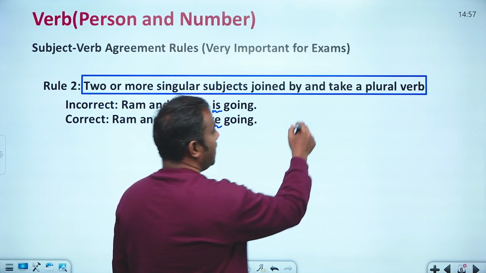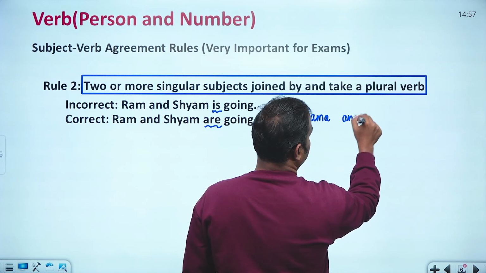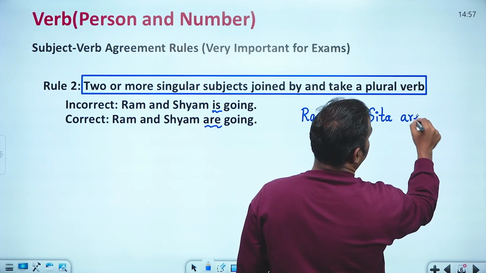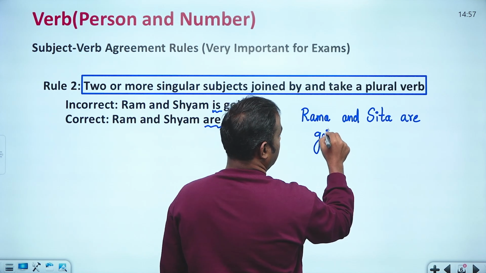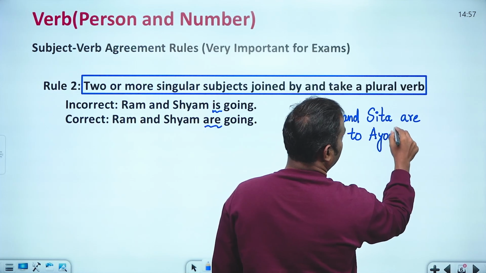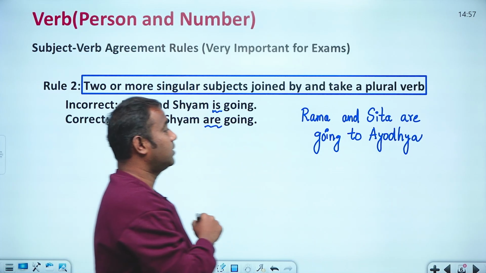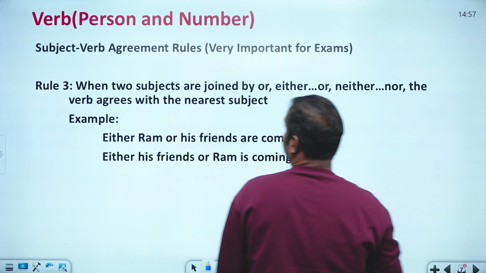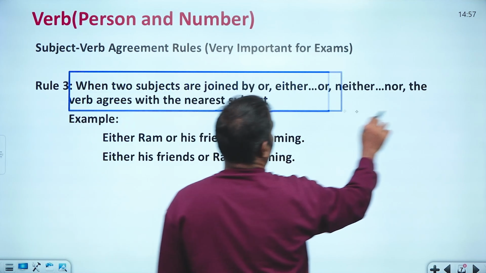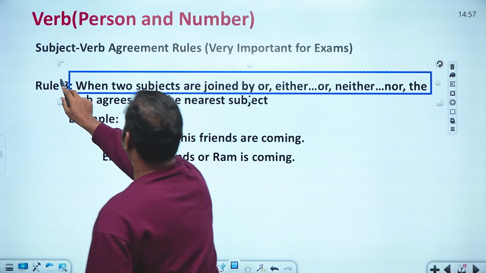Okay, so Rama and Sita are going to Ayodhya. In this fashion, like this we have to write. Then the third rule is, we can keep this in this. Okay, in this way is better.